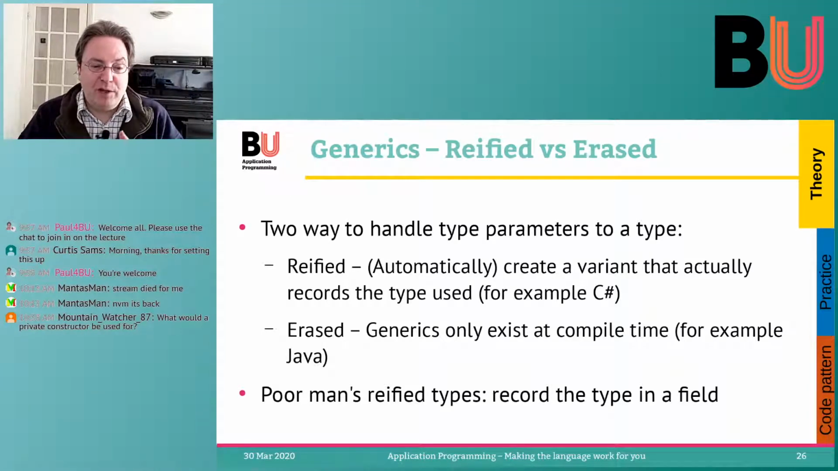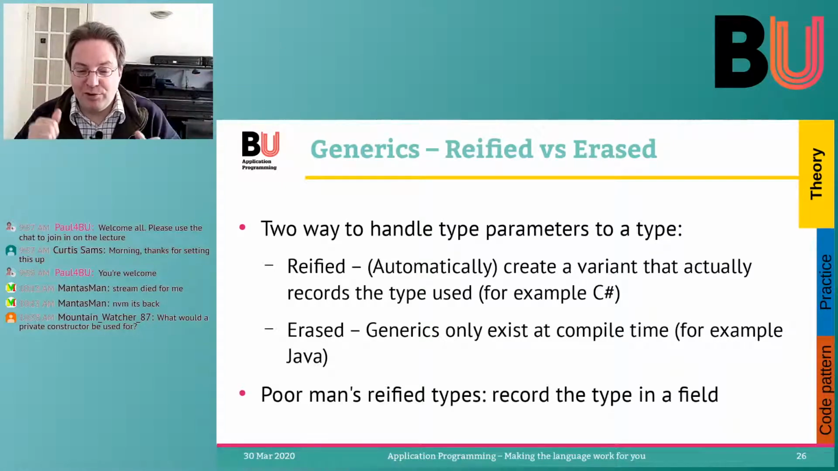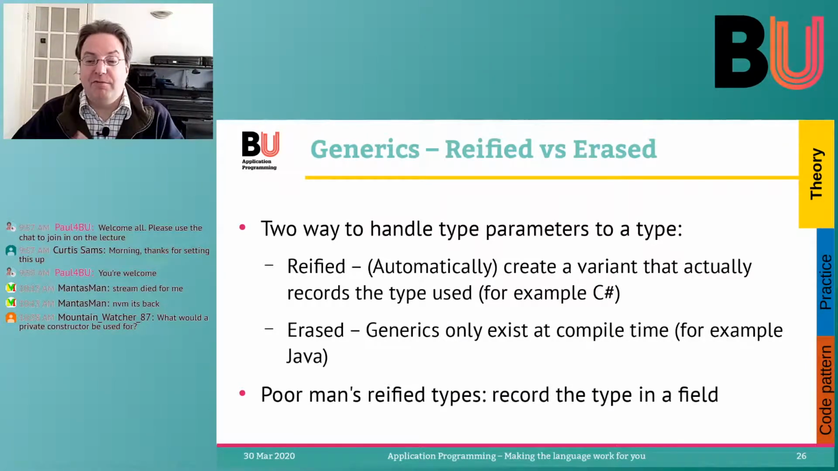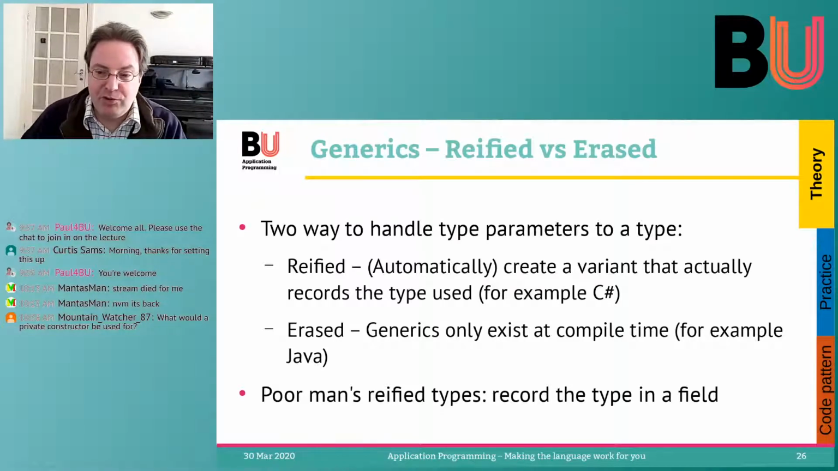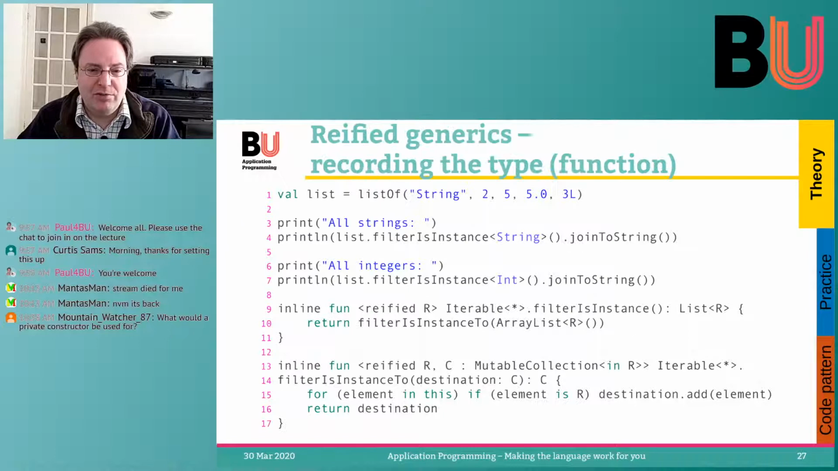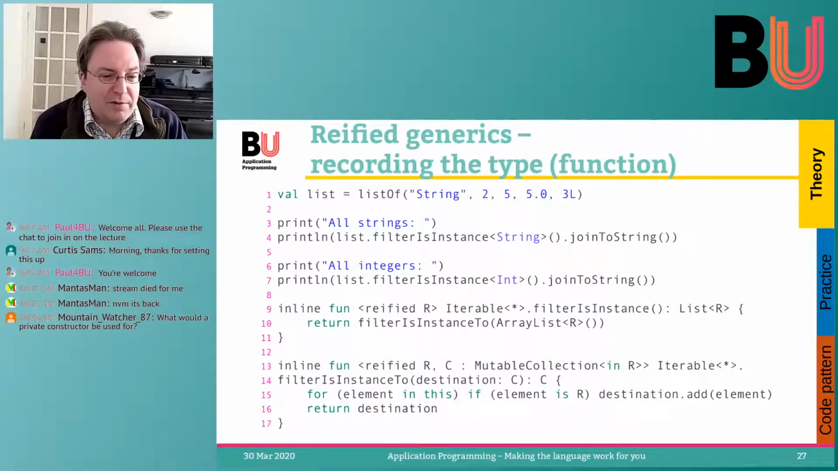So sometimes you want to know the type. One of the ways you can do that, or a poor man's version of this if you don't want classes, is to just record the type parameter in your type with a class field. So you record the type that you want to use, and then you have your reified type. So how does that work? Because it's something you surprisingly often want to do. So for example, we can do that in a function, in particular this filterIsInstance function.